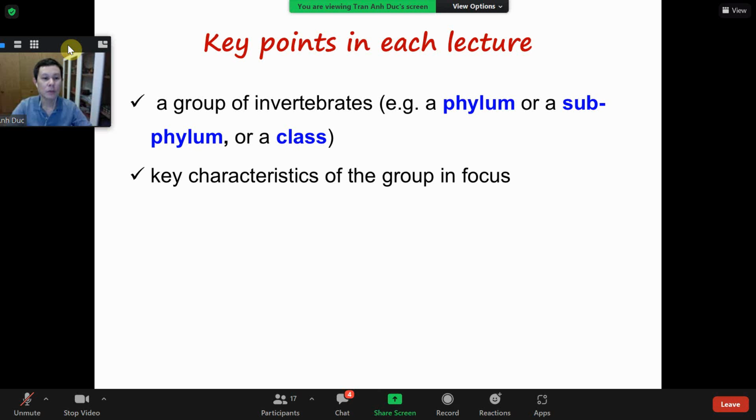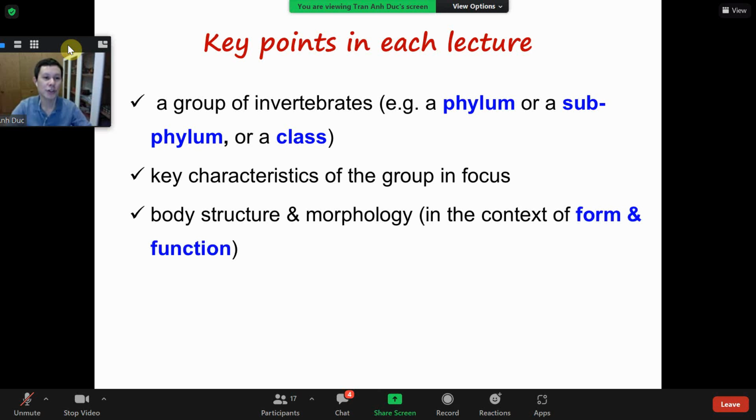Then you also need to look at the structure. The characteristics can break down into structure and function. The structure of the body, the appearance or the morphology, in the context of form and function. For example, wings for flying. So wings is the structure, the form, and flying is the function. Is it clear?